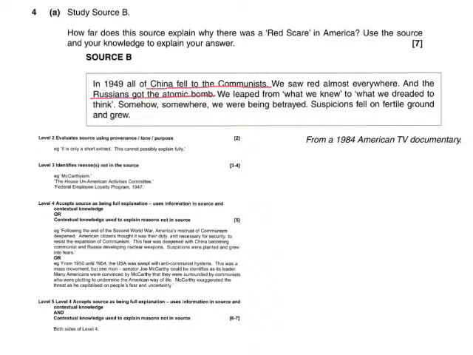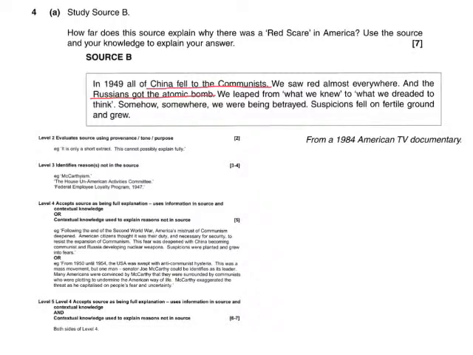Now, in the example, it says this fear was deepened with China becoming communist and Russia developing nuclear weapons. I'd be tempted to state that right at the start of this paragraph if I was writing this. Go straight in and say the source suggests that there was a Red Scare in America because of events abroad, such as China falling to the communists and Russians gaining the atomic bomb. Once I've done that, I would then bring in my contextual knowledge to support that.